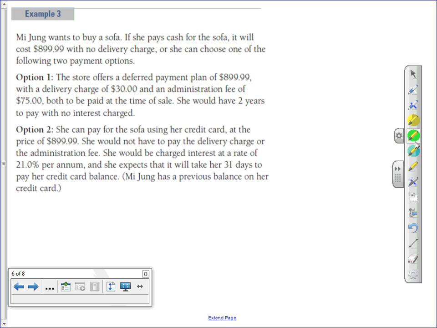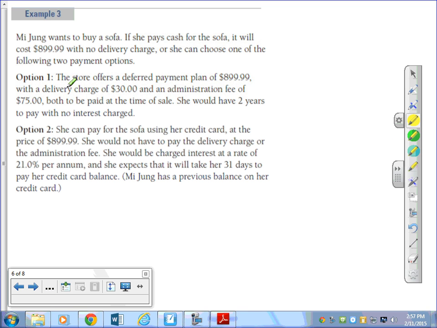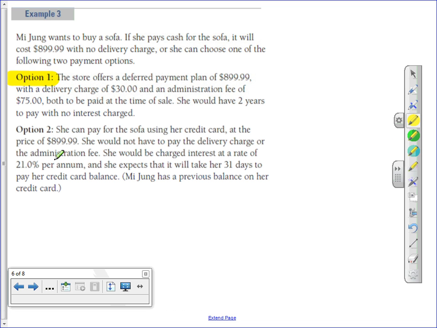So the second type of question we're looking at is deals that you see from stores. And this one is a furniture store, and Mai Jung wants to buy a sofa. And if she pays, it's going to cost $899.99, no delivery charge, or she can choose one of two other options. So you can not pay right now. Deferred payment means pay later, but you're going to get charged $30 for delivery and a $75 administration fee, and you can pay that off over 2 years. So essentially, you're paying about $100 more, $105 more, but you're paying it over 2 years.